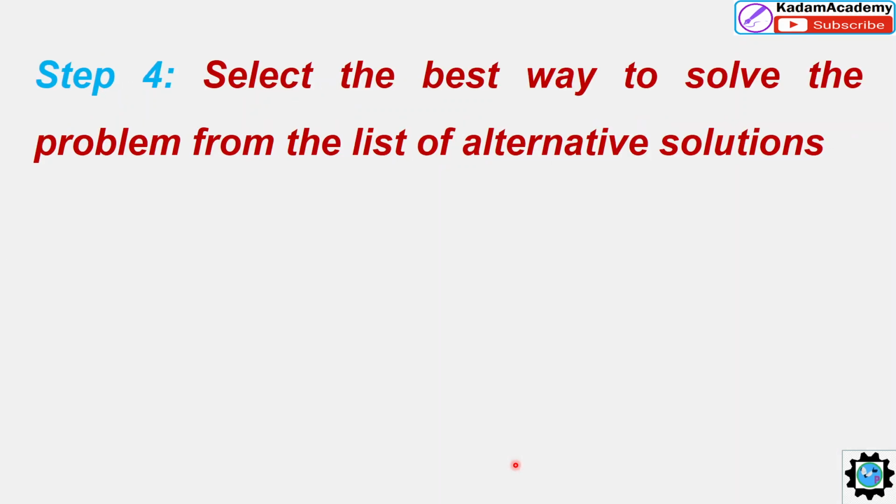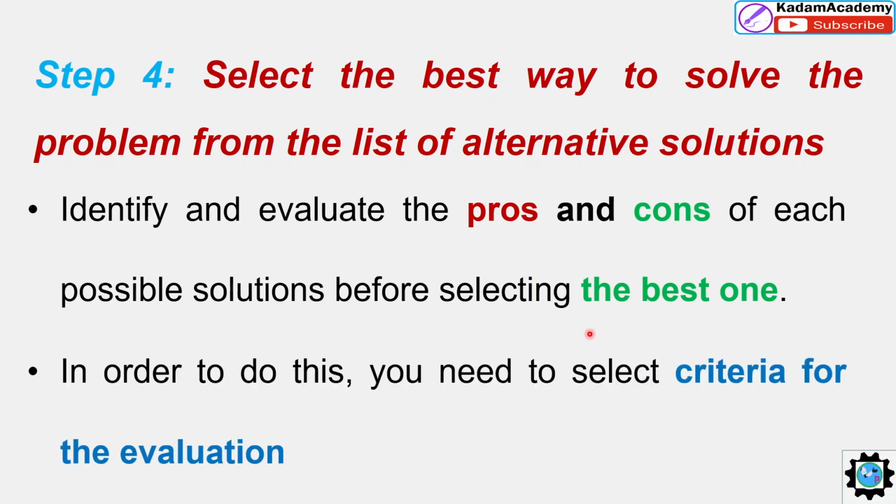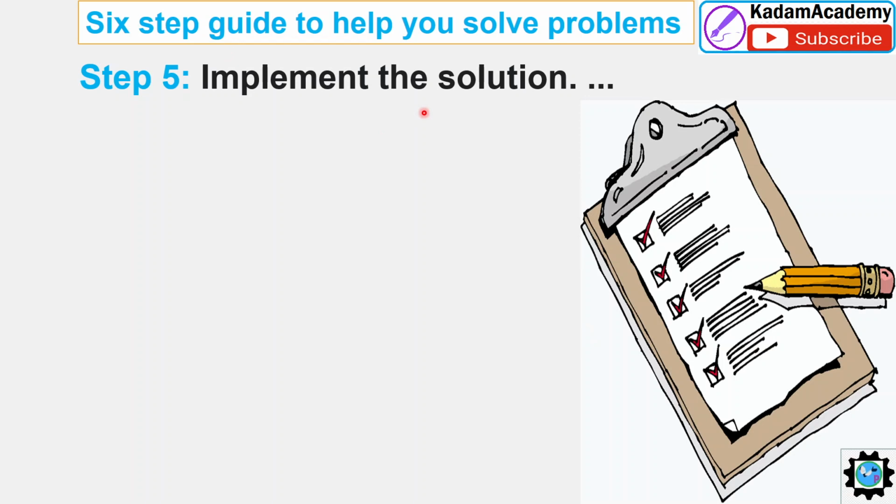So this fourth step, what is this? Select the best way to solve the problem from the list of alternative solutions. How? Identify and evaluate the pros and cons of each possible solution before selecting the best one. In order to do this, you need to select criteria and do the evaluation properly. Right? We'll go for the next step. Fifth step, the last but one step: implement the solution, based on the knowledge base created in step 2, which we have already studied.